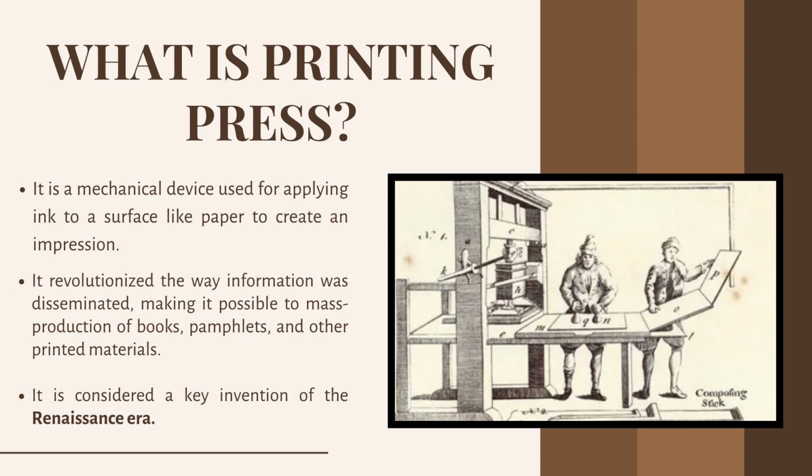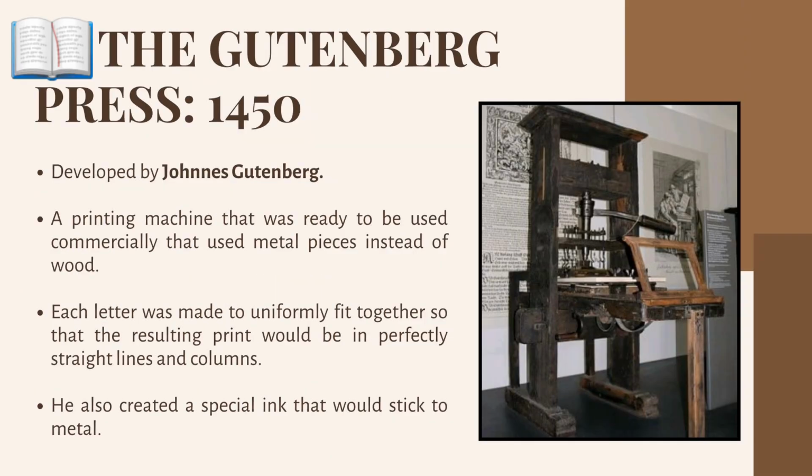And as you can see in the picture, that was an example of a process using a printing press, the Gutenberg press in 1450, which was developed by Johannes Gutenberg, a printing machine that was ready to be used commercially and that used metal pieces instead of wood. That was an example of a printing press, the Gutenberg press.